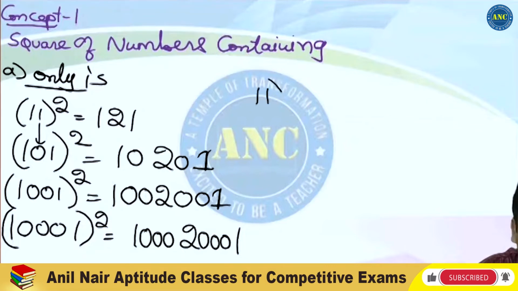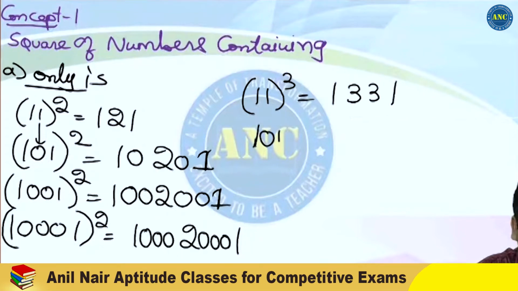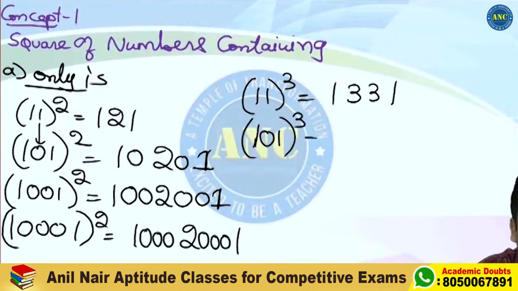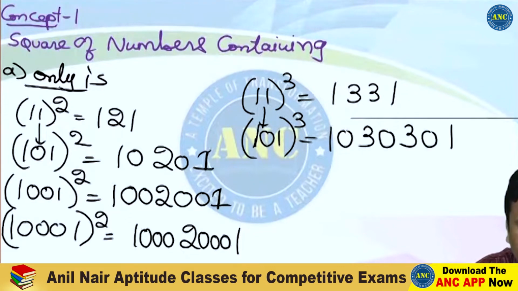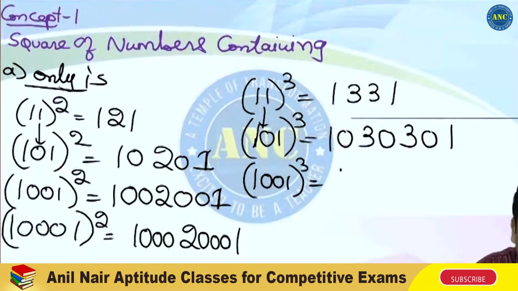The same logic can also be used for cube. 11 cube is 1331. Suppose I want 101 whole cube. Between two digits, I kept a 0, between two digits, a 0, again a 0. Suppose it is 1001 whole cube. 11 cube is 1331.